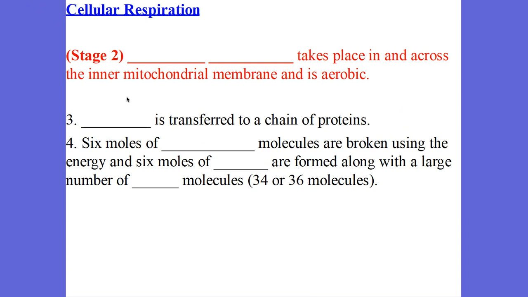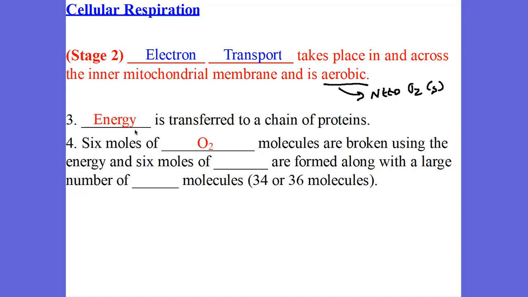Okay. Then we go into stage 2 of cellular respiration, and this is called the electron transport. Now, think about it. Go back to your photosynthesis. Stage 1 of photosynthesis was the electron transport, going into the cycle. Well, in cellular respiration, stage 1 is the cycle, and stage 2 is the electron transport. And this takes place in and across the inner mitochondrial membrane, and this is aerobic. What does aerobic mean? We need O2. We need oxygen gas. And so what happens here is energy is transferred into a chain of proteins.